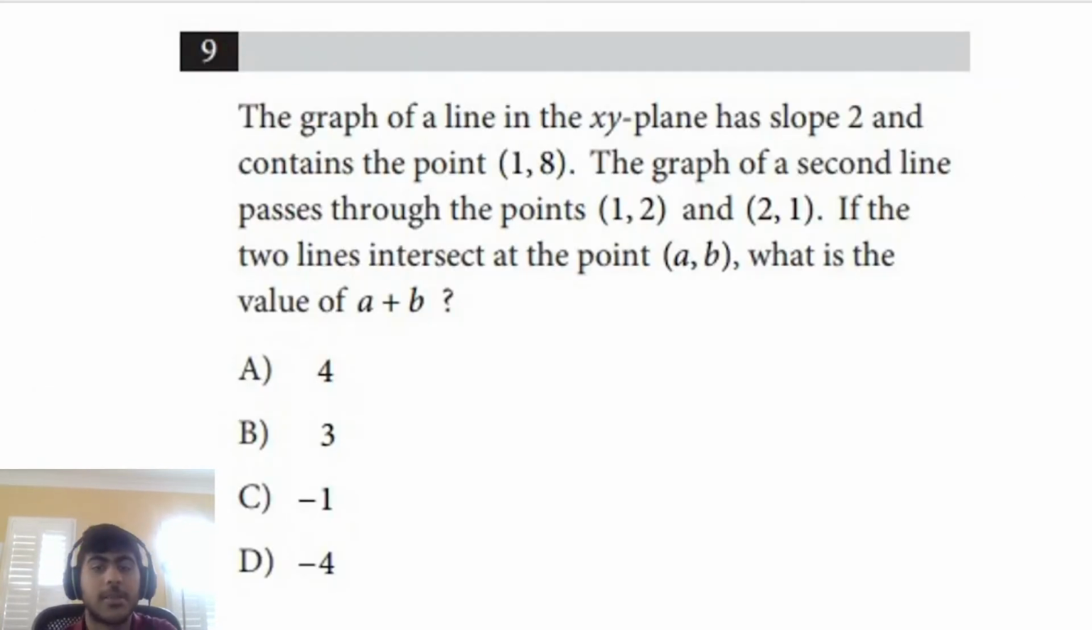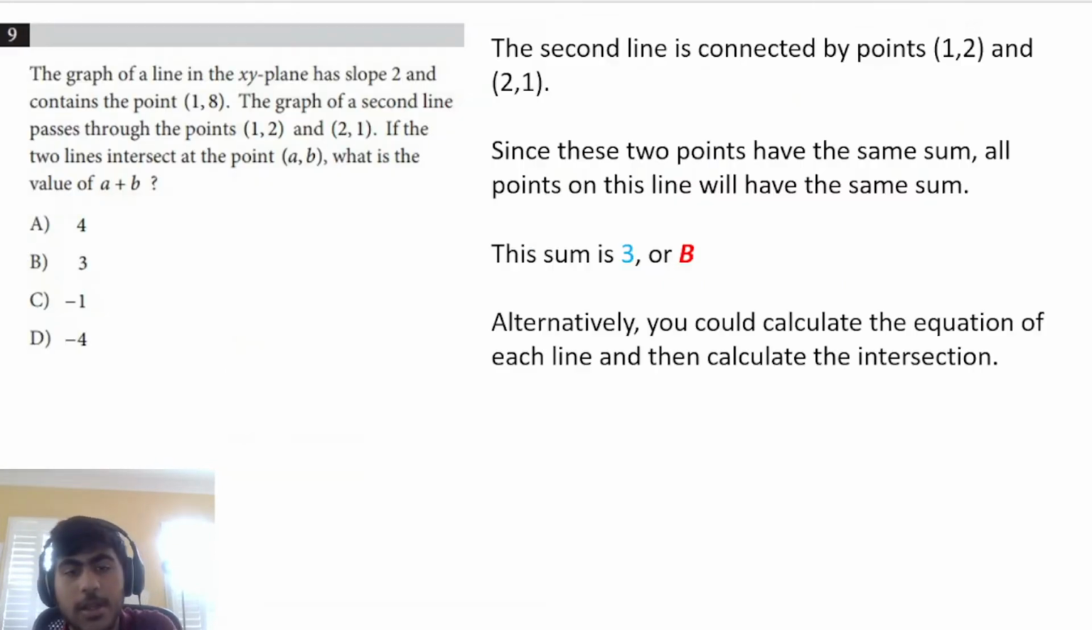Let's keep going. Question number 9. The graph of a line in the xy plane has slope 2 and contains the point (1, 8). The graph of a second line passes through the points (1, 2) and (2, 1). The two lines intersect at the point (a, b). What is the value of a plus b? Now, the most consistent way to do this, one that works every time, is to find the equation of each line and then calculate the intersection.